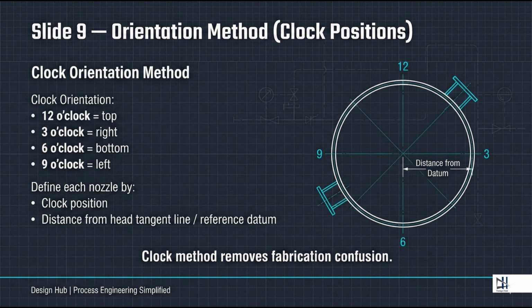the crown line. But orientation alone is not enough. We also freeze the location along the length. So we always specify two things together: clock position and distance from a reference, usually the head tangent line or a fixed datum on the GA. Example, N1 inlet, 3 o'clock, 450 millimeters from the front head tangent line. This single line removes all confusion between design, fabrication, and piping.